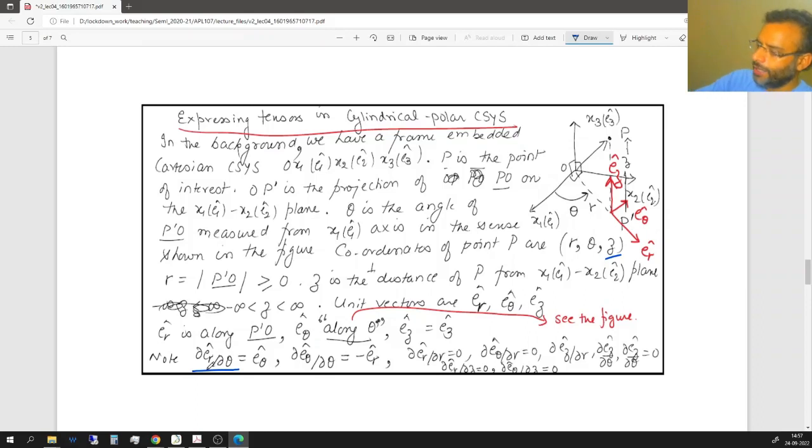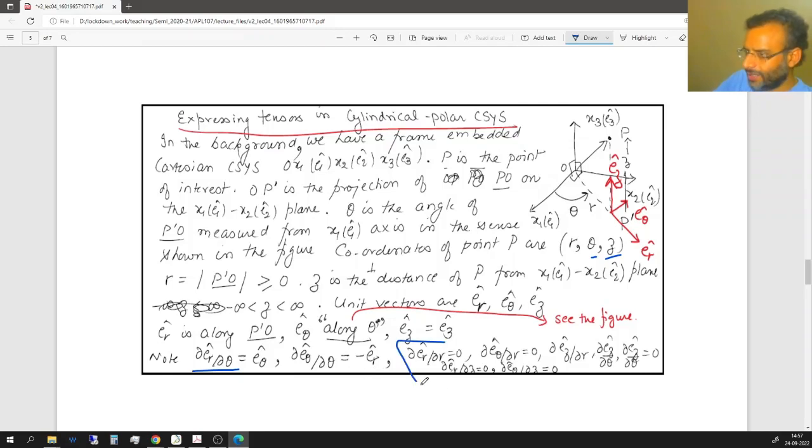Recall that in our Cartesian coordinate system, the spatial derivatives of all unit vectors, by which I mean derivatives with respect to x1, x2, and x3 of e1, e2, and e3, were all zero. Here, the spatial derivatives of the unit vectors of the cylindrical polar coordinate system, at least with respect to theta, the second coordinate, are not zero. So del ER del theta is equal to E theta, and del E theta del theta is equal to minus ER.